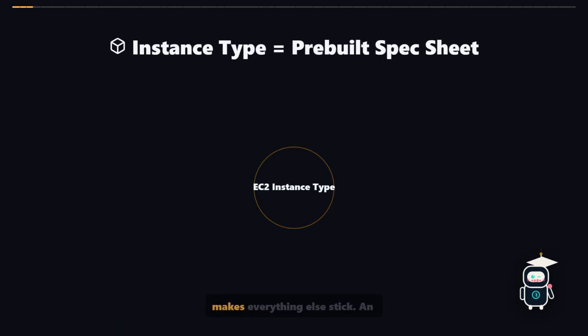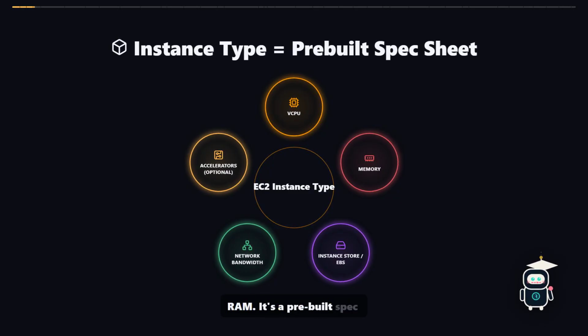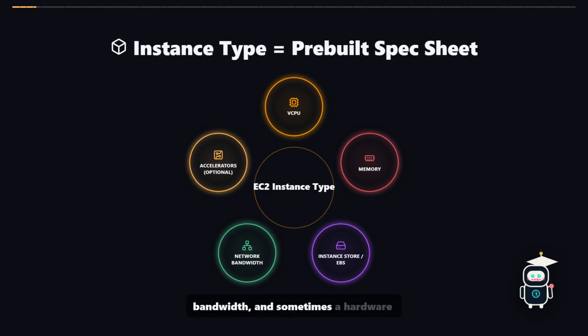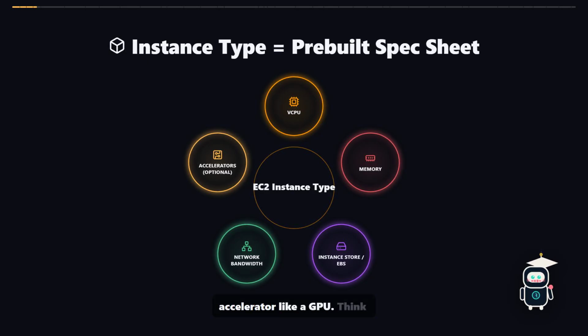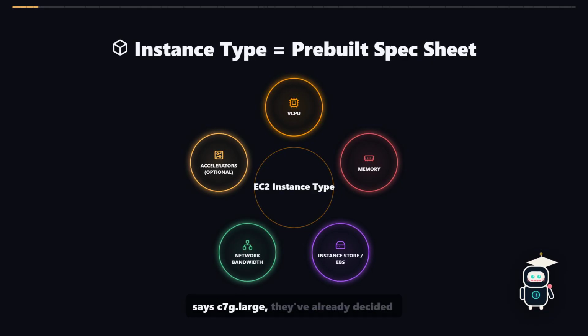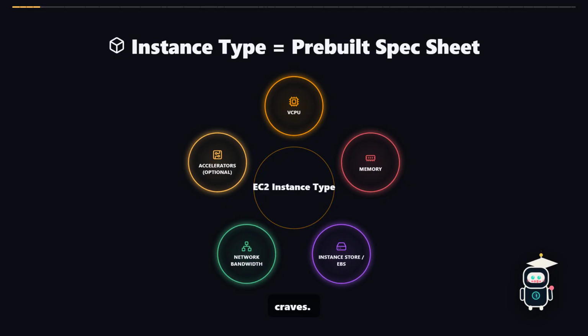Here's the mental model that makes everything else stick. An EC2 instance type is not you handpicking a CPU and RAM. It's a pre-built spec sheet, a fixed combination of virtual CPUs, memory, storage, network bandwidth, and sometimes a hardware accelerator like a GPU. Think of it like ordering a meal combo instead of shopping for every ingredient. When AWS says C7G.large, they've already decided the ratio for you. Your only job is to pick the combo whose strongest ingredient matches what your app actually craves.